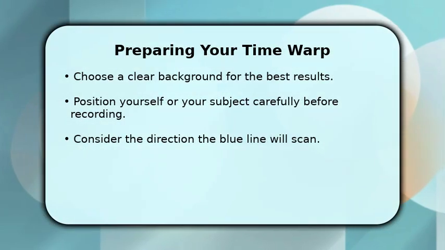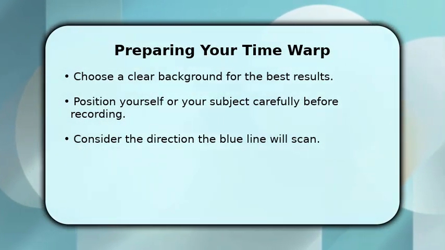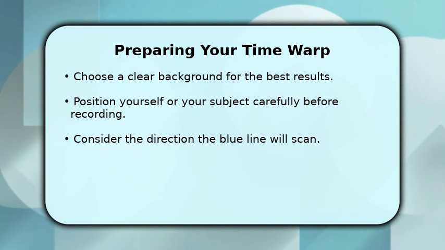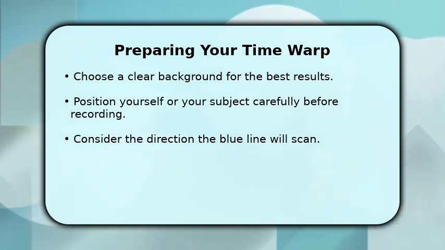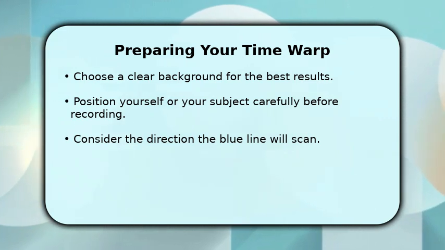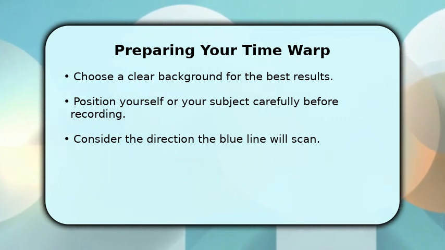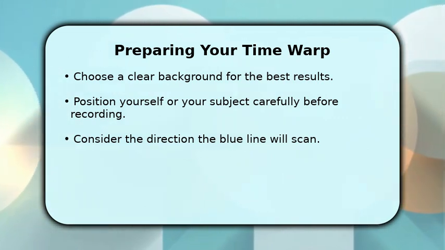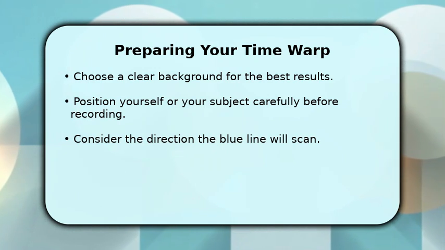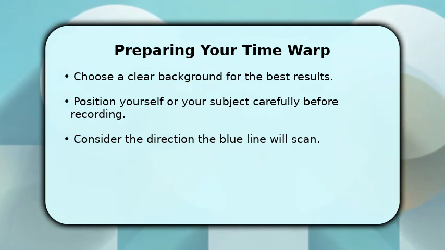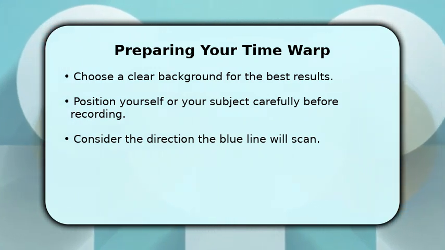Before you begin, setting up your shot is crucial for a great time warp effect. Find a clear background and position your subject thoughtfully. Think about the blue line's direction. Will it scan horizontally or vertically? Holding your device steady is key to preventing blur and ensuring a crisp, clean distortion. A little preparation goes a long way in achieving impressive visuals.